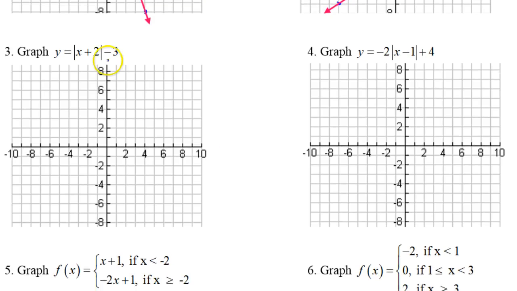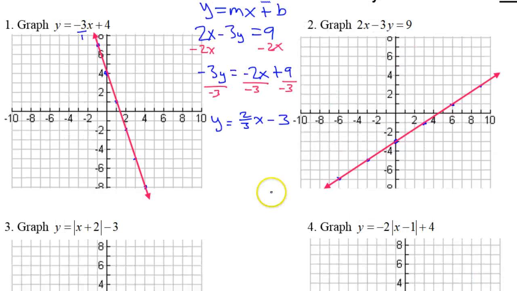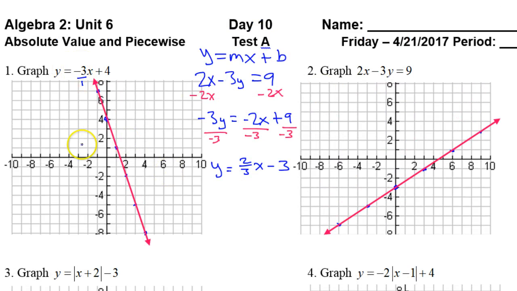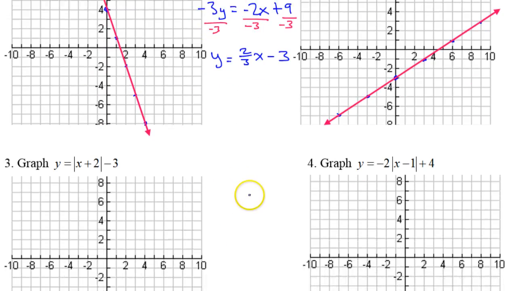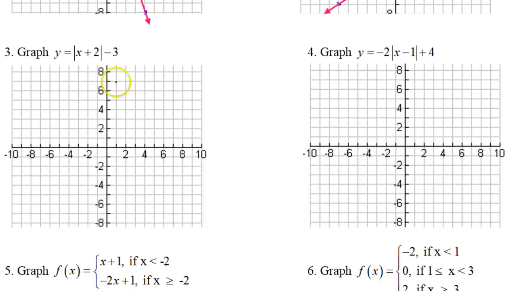So looking at number 3 and 4, a common mistake is some students will try to draw this also as a straight line, or some students will try to draw number 1 and 2 as a V. But it is absolute value functions that form some type of a V shape. And it'll be an upward facing V if it's positive. Okay, so this one should be like an upward facing V.